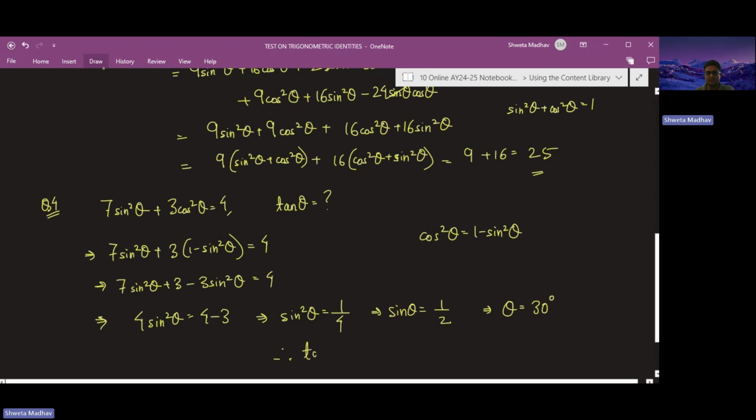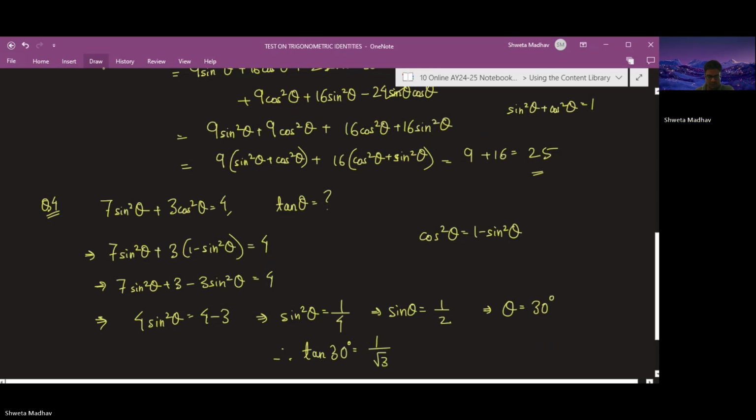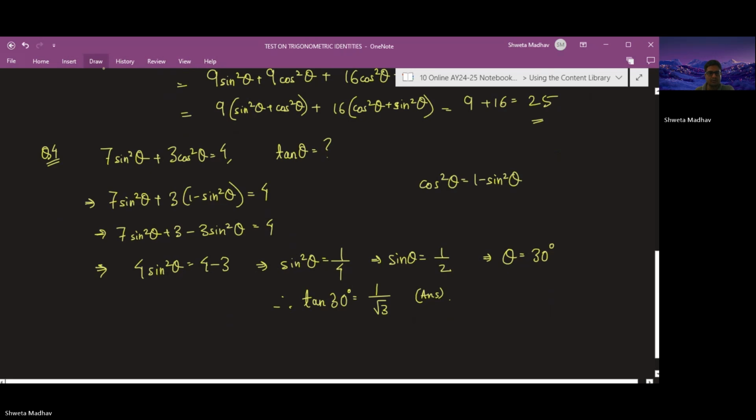So therefore tan theta will be equal to tan 30 degrees, which is 1 by root 3. So 1 by root 3 is the correct answer. Or there is also another way to solve the same question.